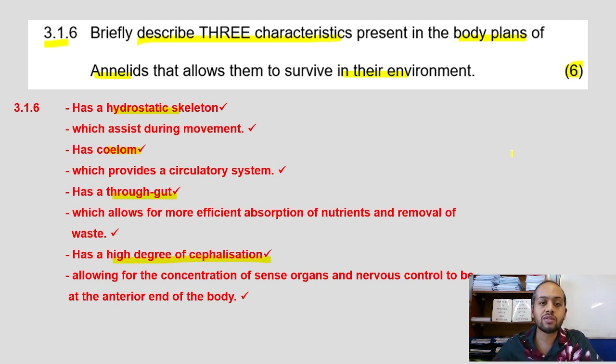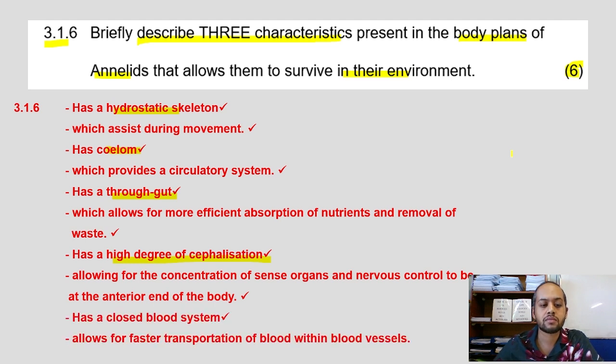Remember, we can change the word annelids and we can make it into chordata. We can also make it into arthropoda, because these are the more highly advanced animal phyla that we have studied. You could also have stated that there is a closed blood system which allows for faster transportation of blood within the blood vessels.